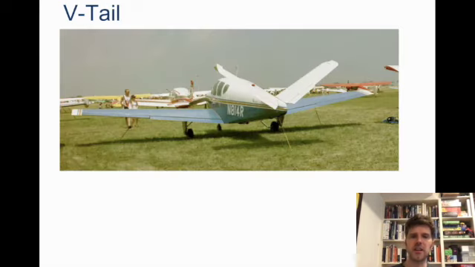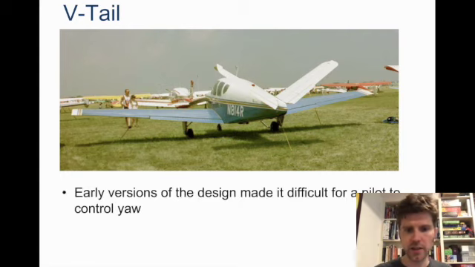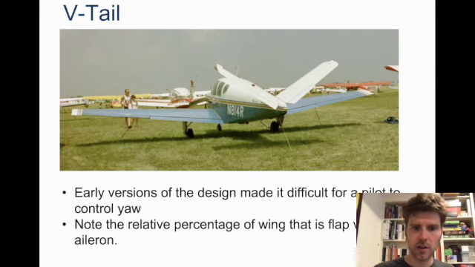This one's interesting, a V-tail. This one kind of doesn't have vertical and horizontal stabilizers. It has a mix of both. And what you actually find is that these things in the back are neither elevators nor rudders. They are a combination. They are called ruddervators. And they actually move in pairs.